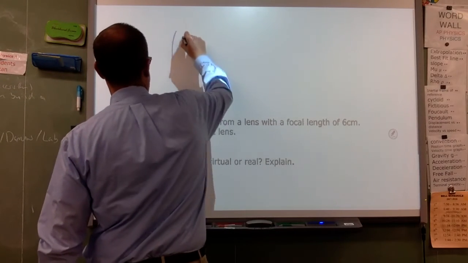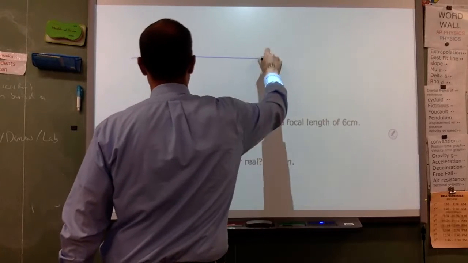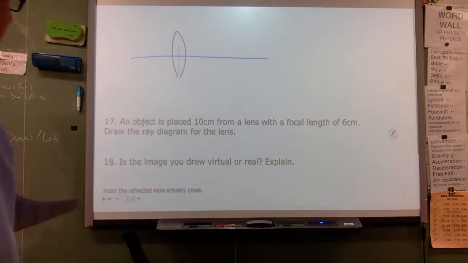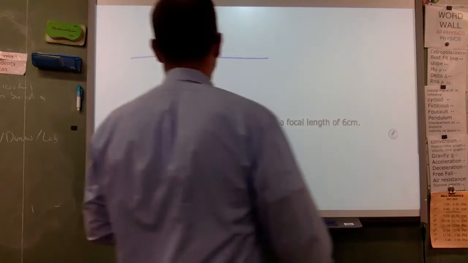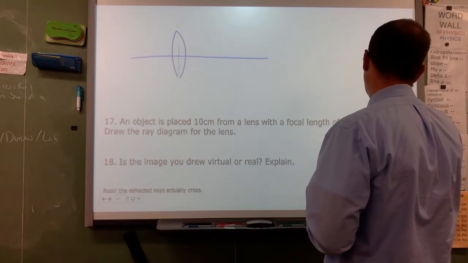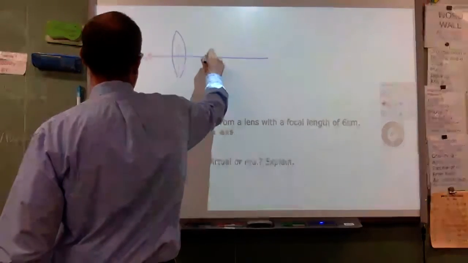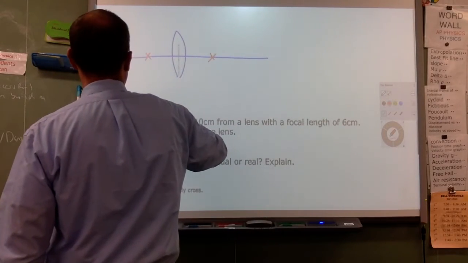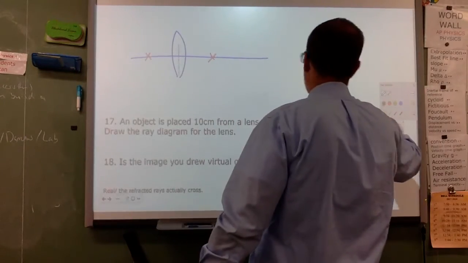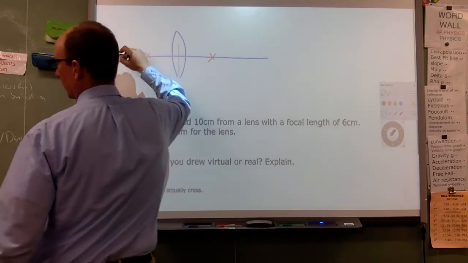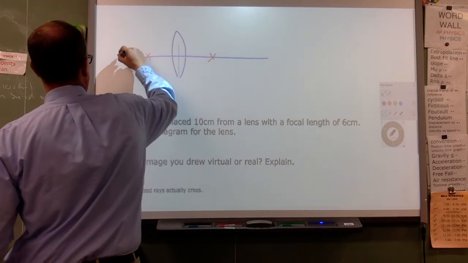Looks like I'm going to have to draw in a lens here. All right, an object is placed 10 centimeters from a lens with a focal length of 6 centimeters. Draw the ray diagram for the lens. All right, so it looks like my focal length, I'll make this and this 6. And I'm going to put my object at 10.